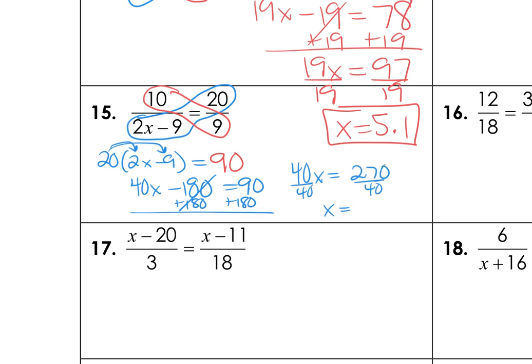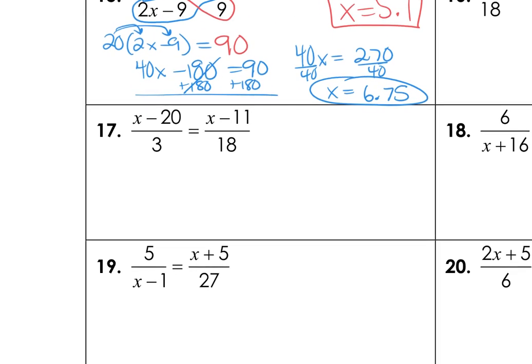Dividing by 40. And guys, we're going to get another decimal, and that is okay. So I get 6.75. Okay. Moving on to number 17, if you notice here, both of my diagonals are going to have variables in them.